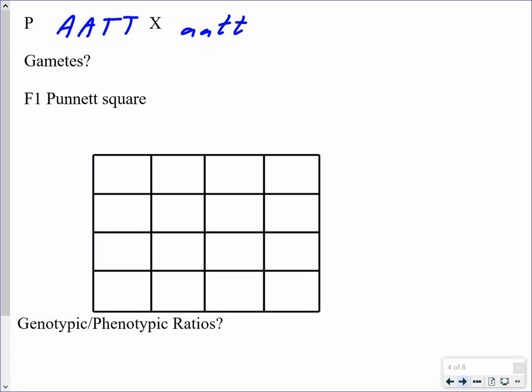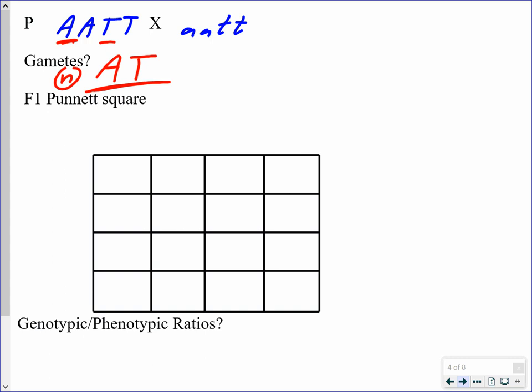From the first parent, all they have are capital A's, which means that every single one of the gametes will end up with one and only one A. They will not end up with two of them. They have to end up with one, and again, it is only one. They only have capital T's, so they will all have a capital T. This is the only possible gamete genotype that we can get from parent number one.